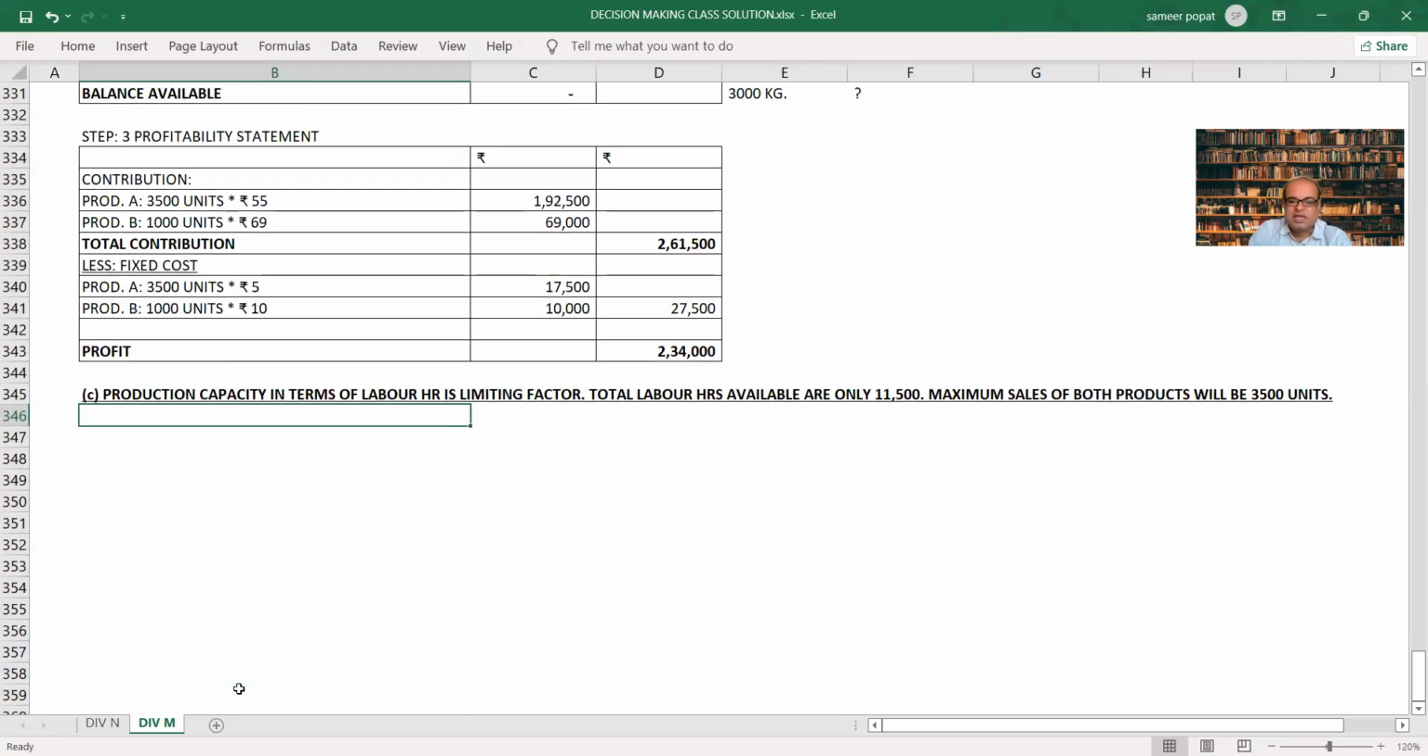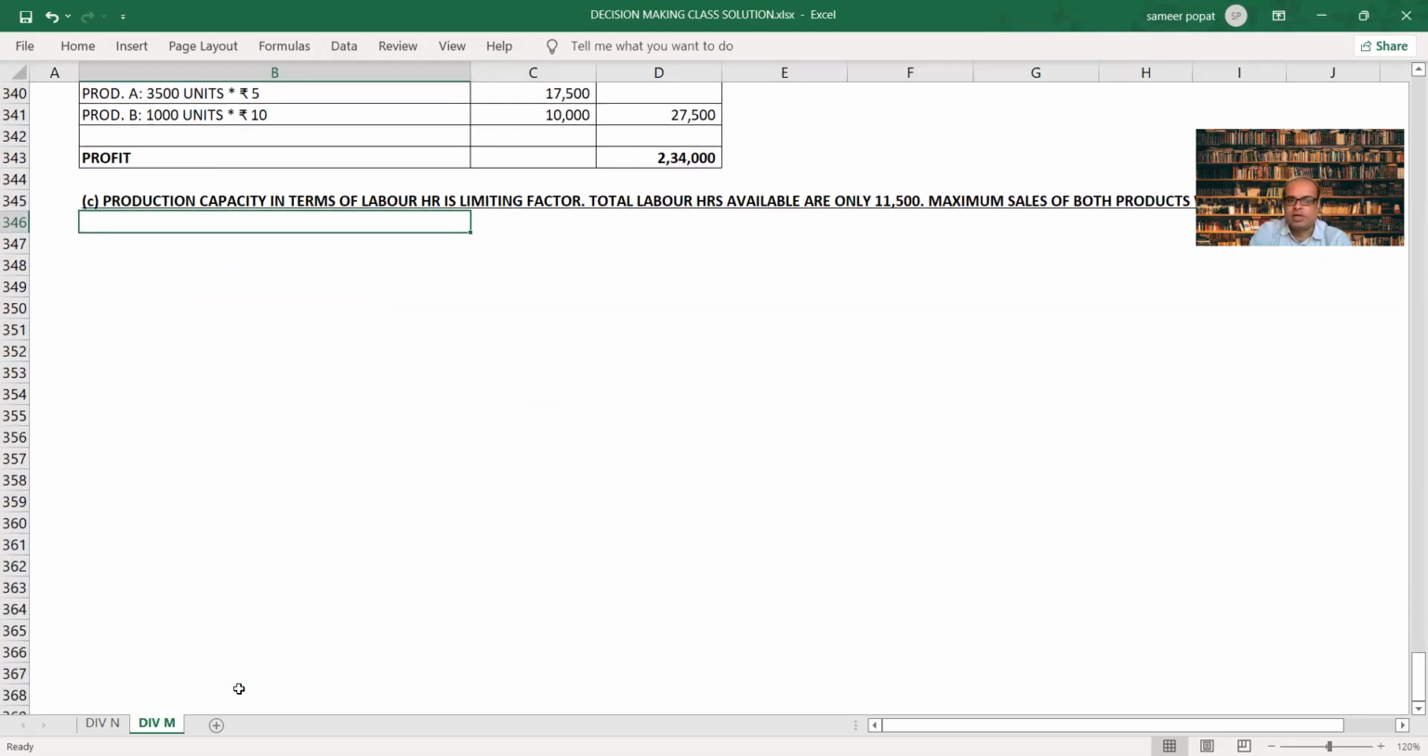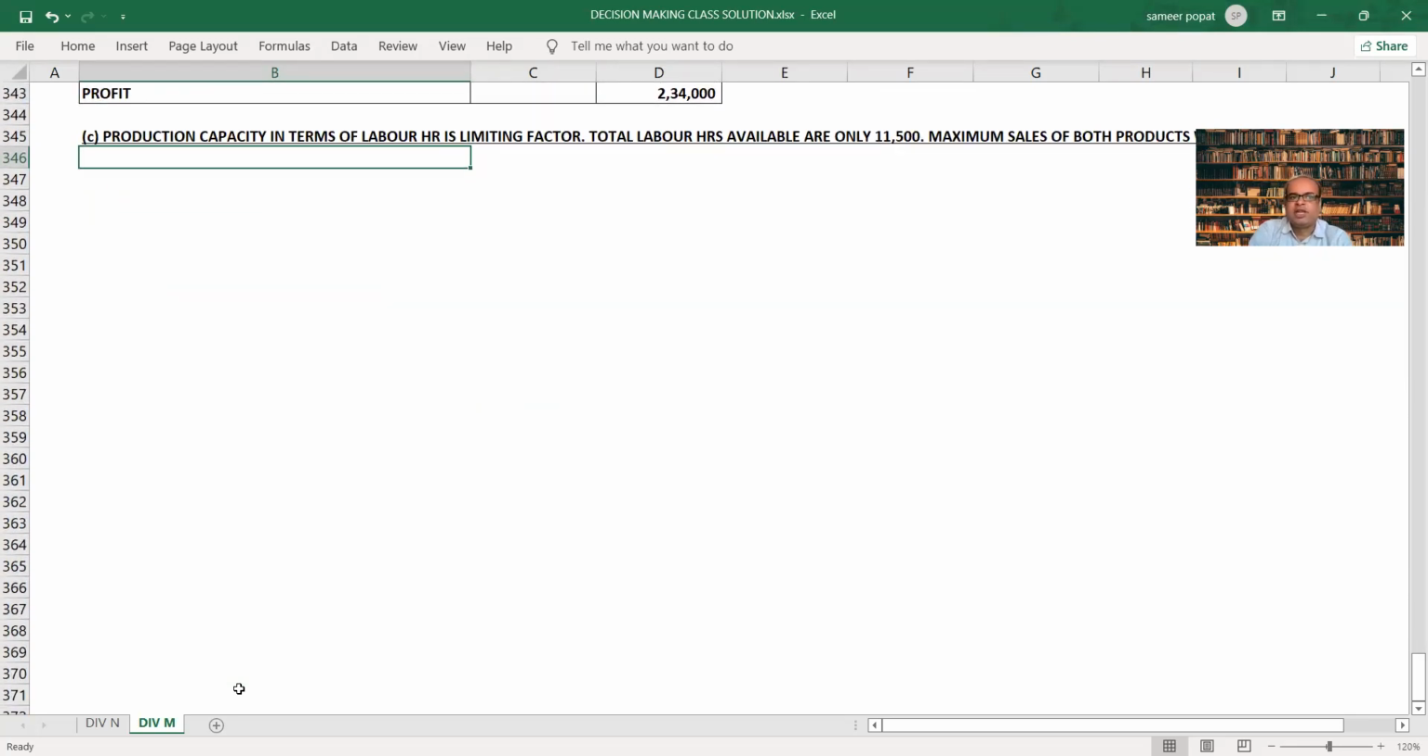Okay, so the same steps will be applicable, similar to the previous solution. Let us first give the rank here. Here the limiting factor is labor. In the previous case it was raw material. So now we need to give the ranking based on contribution per labor hour. So step number 1, ranking based on contribution per labor hour.